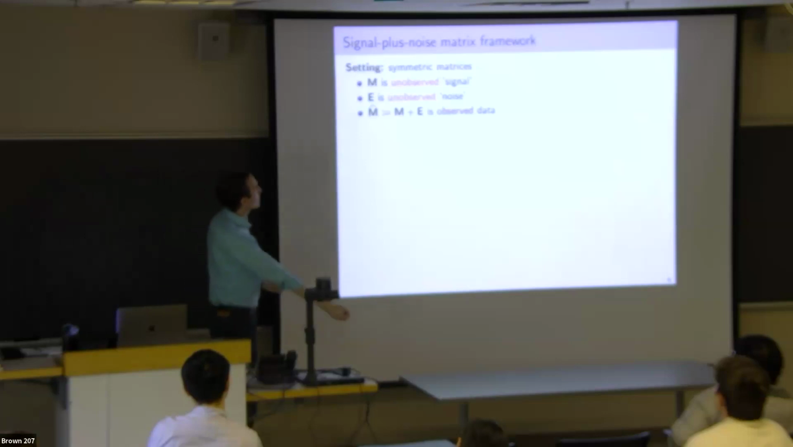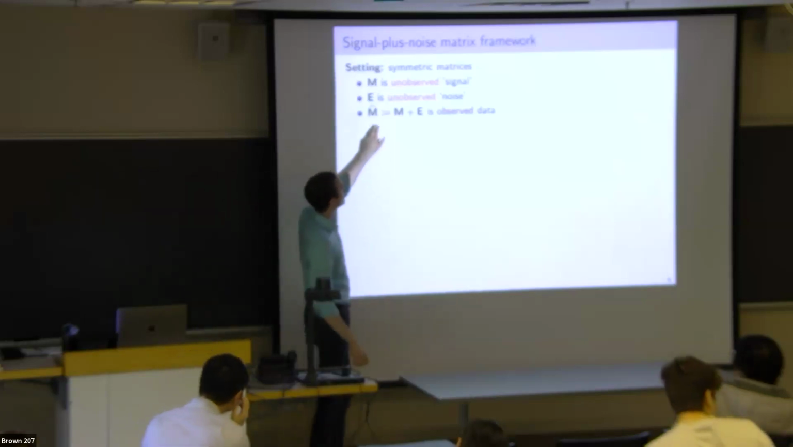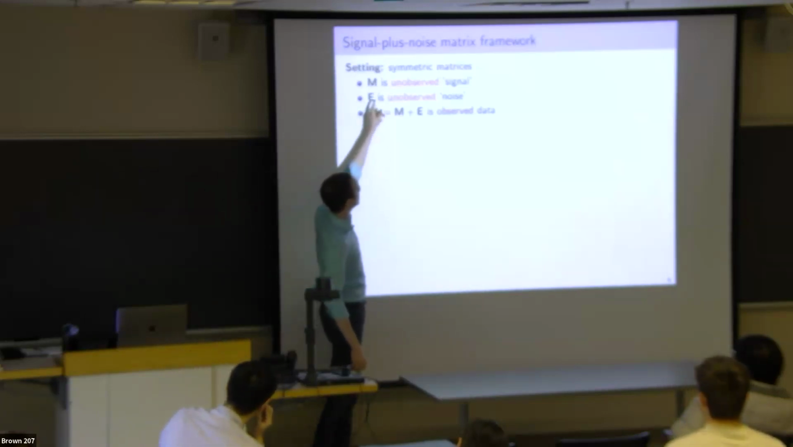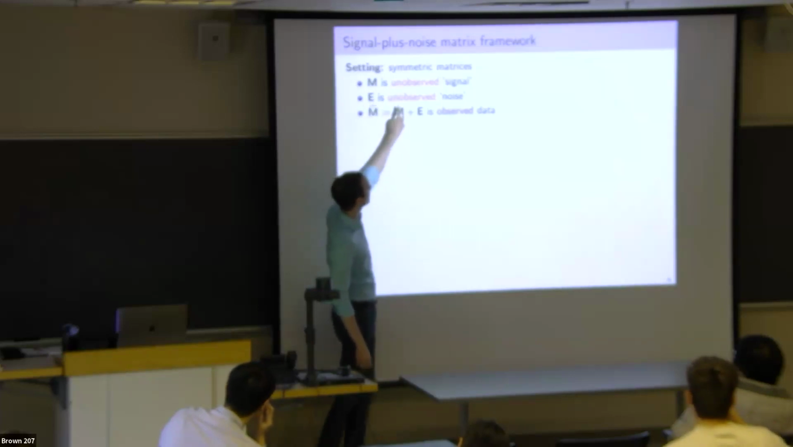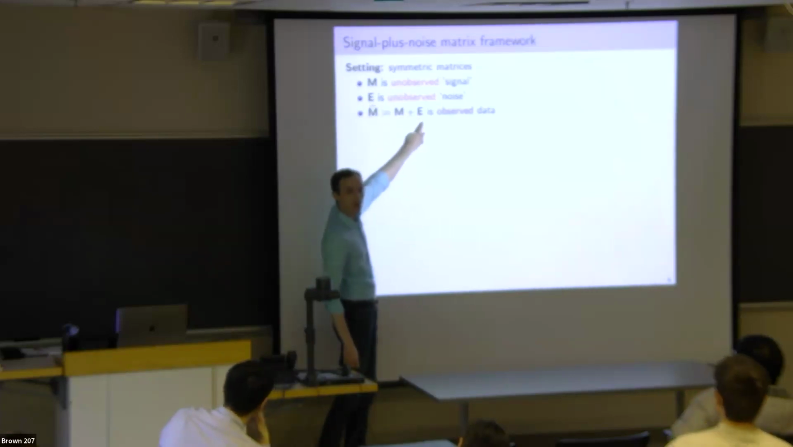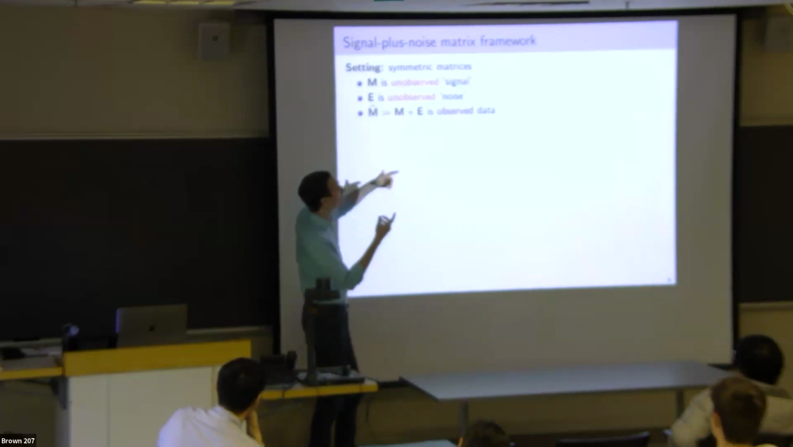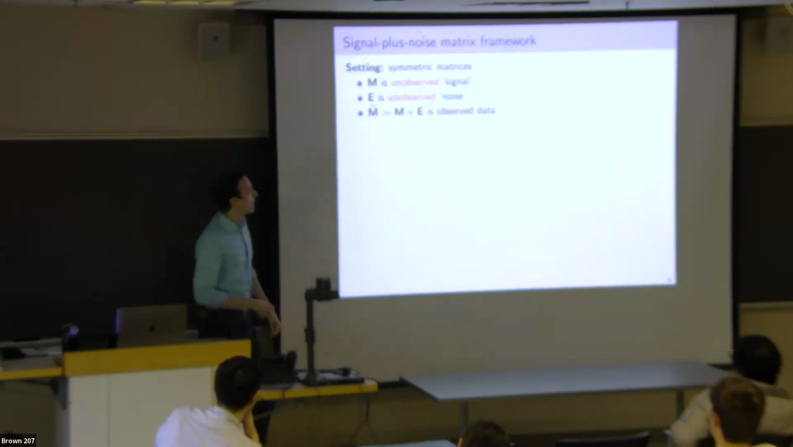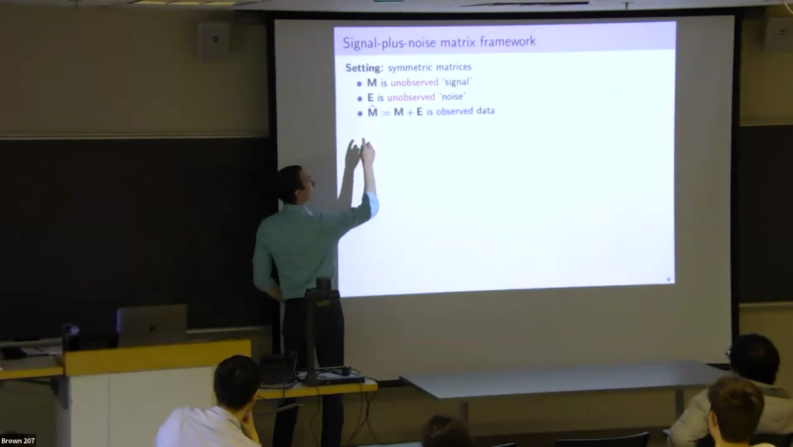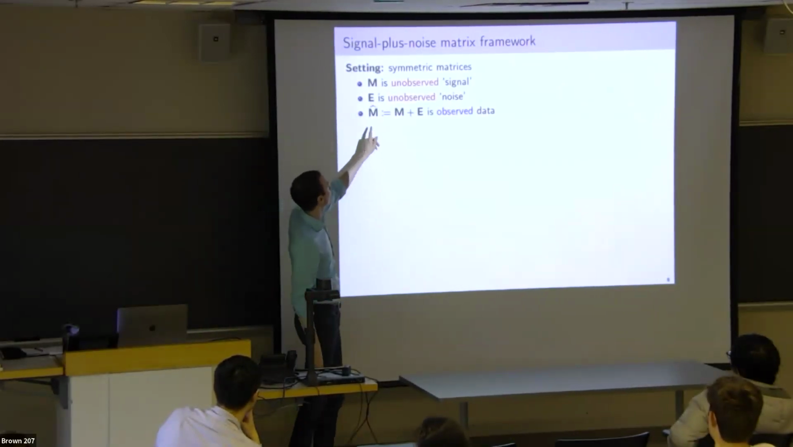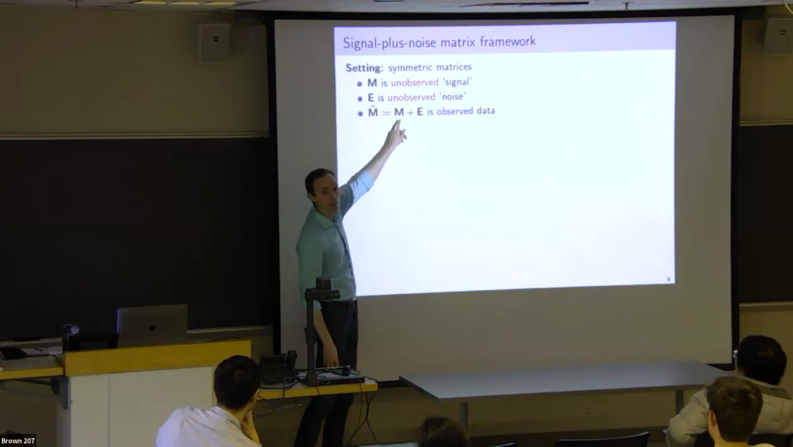By that, I mean we observe a matrix M hat, which consists of an unobserved signal matrix perturbed by an unobserved noise matrix. Neither of these are observed individually. We are going to imbue them with some structure, and our goal will finally be to quantify the extent to which properties of M hat reflect properties of M.